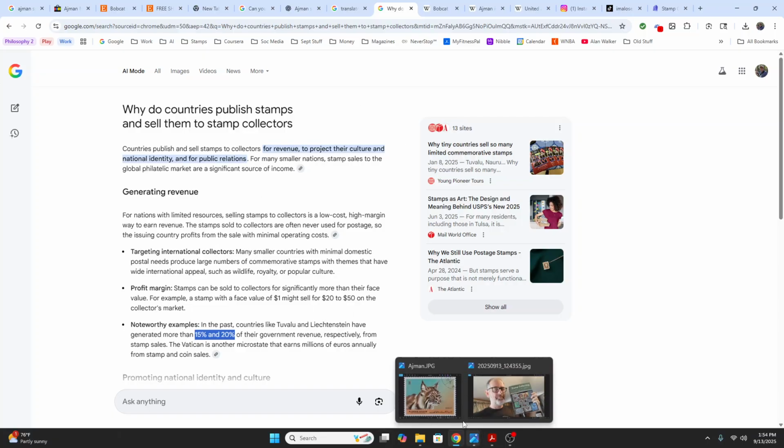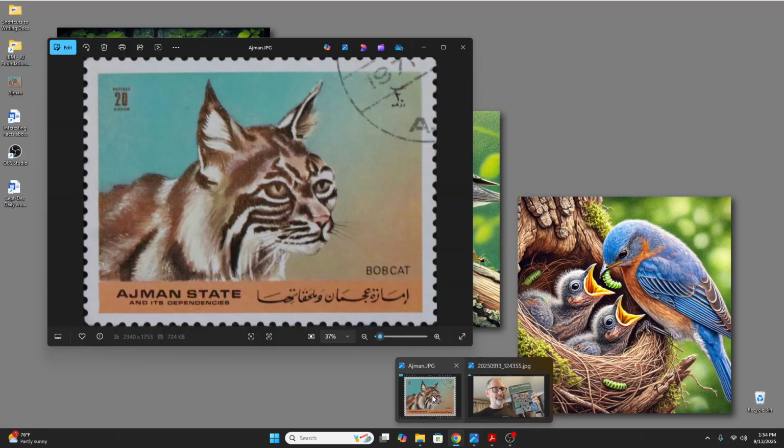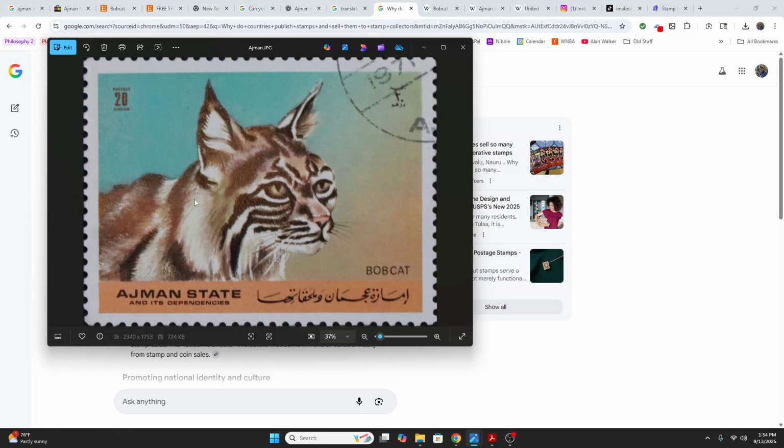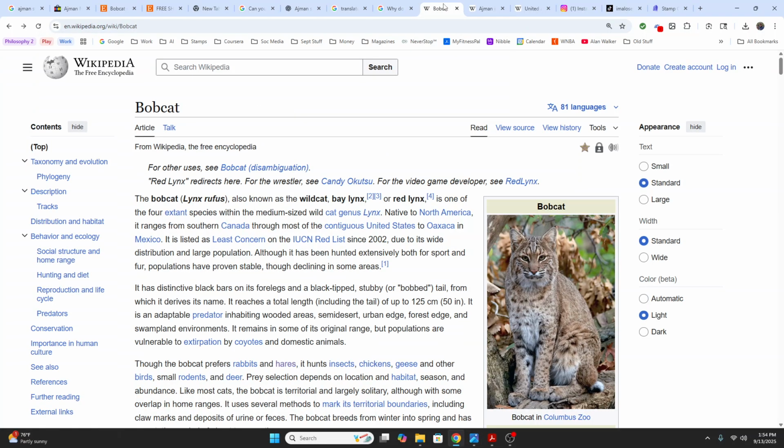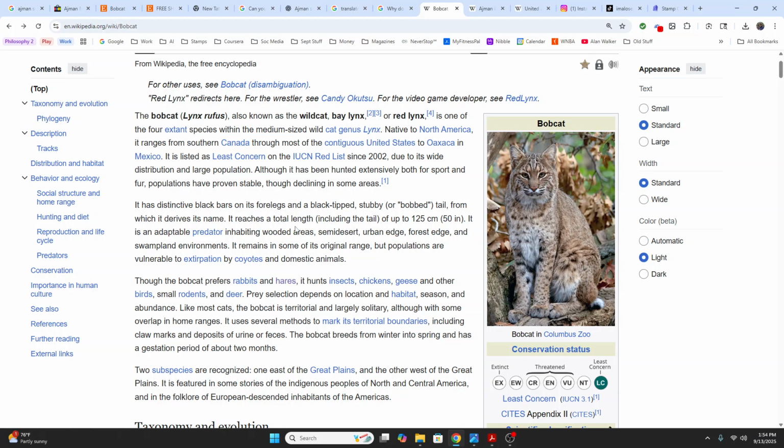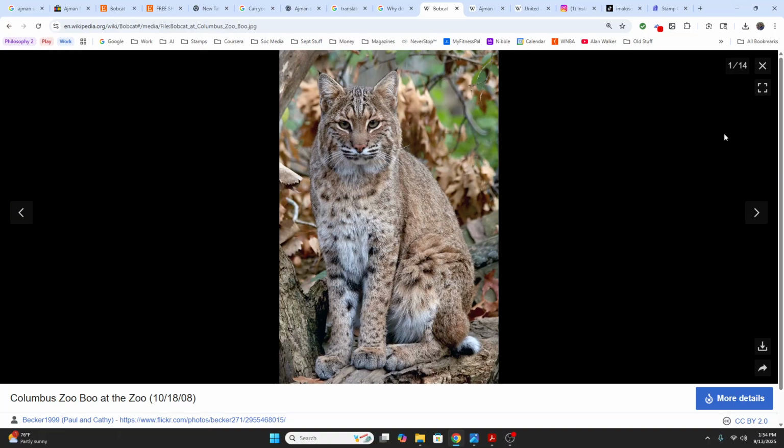Now, I want to point out again from this stamp, I'm interested in learning about this bobcat and about Ajman State. So I went to Wikipedia and I looked up some information about the bobcat. And you'll see a lot of cool information here about what it eats and so on. But what I'm really interested in is, what does it really look like? So I'm just going to click on this picture and then scroll through some of the photos in here.